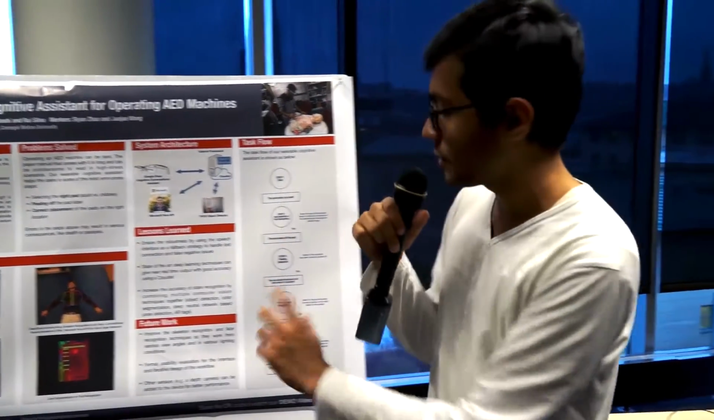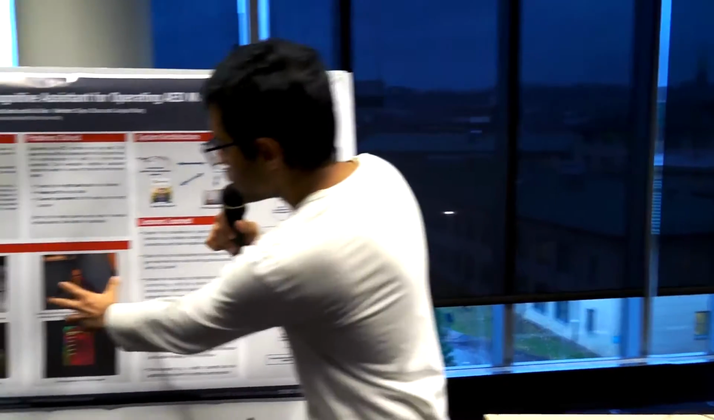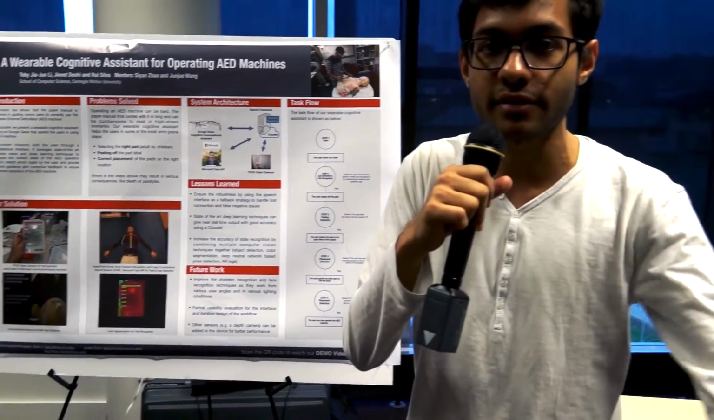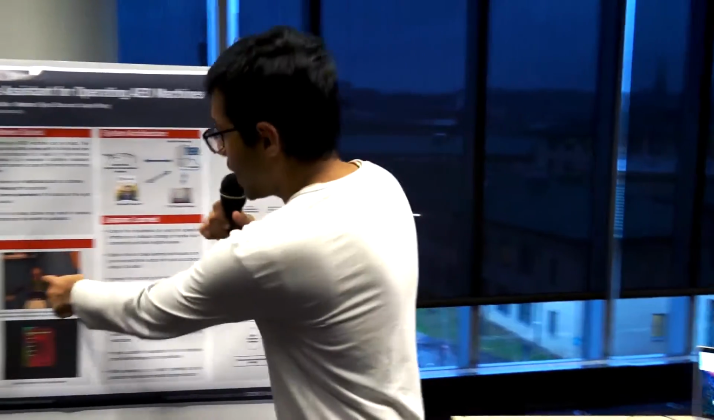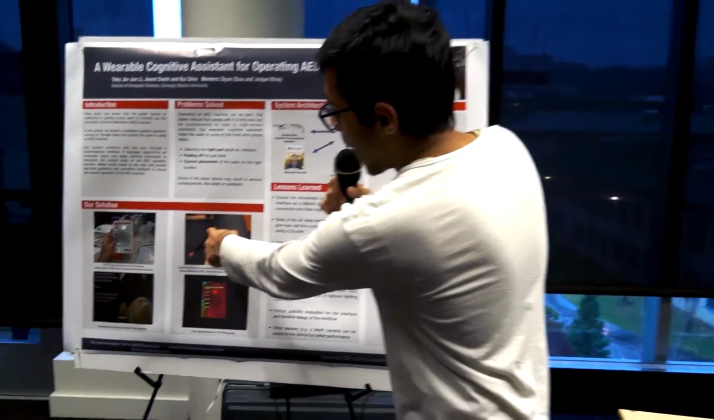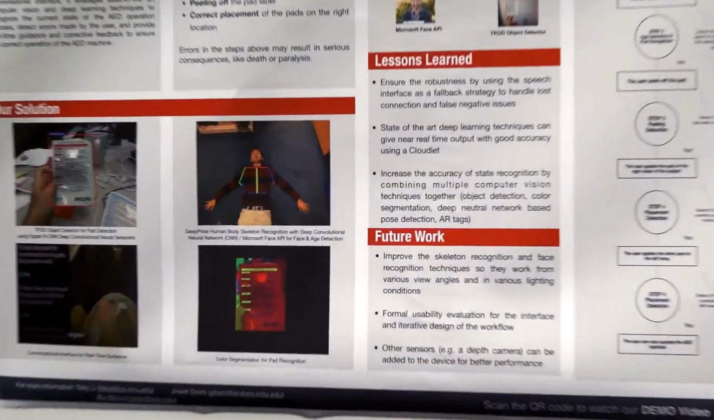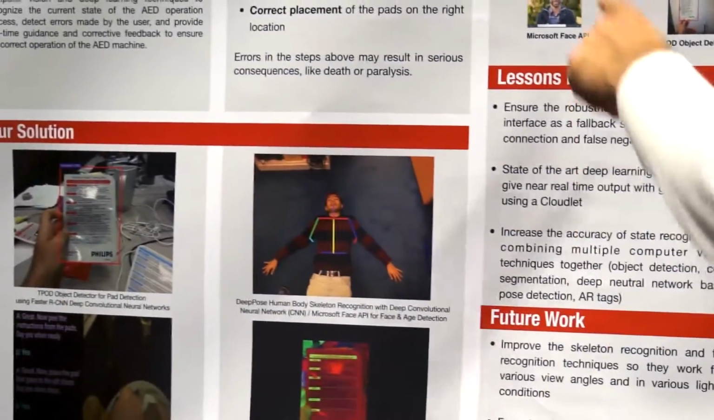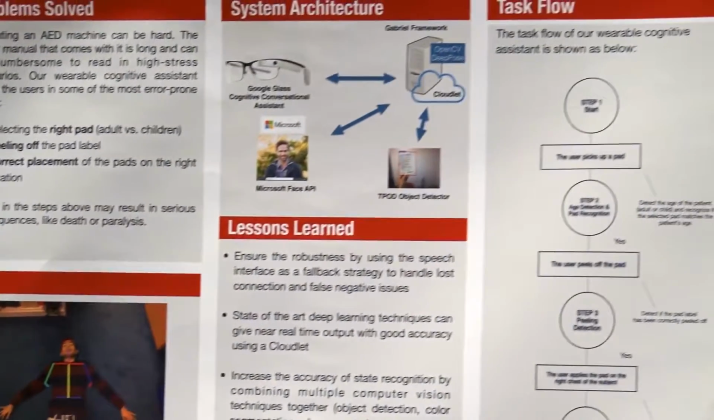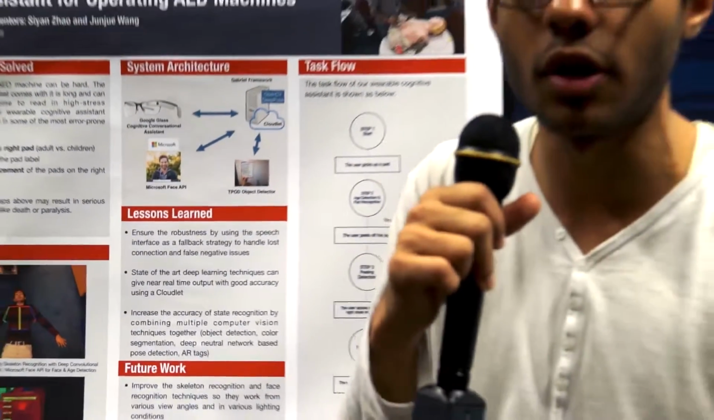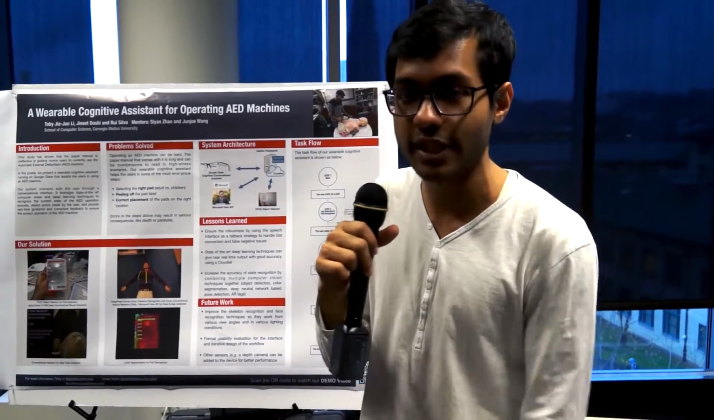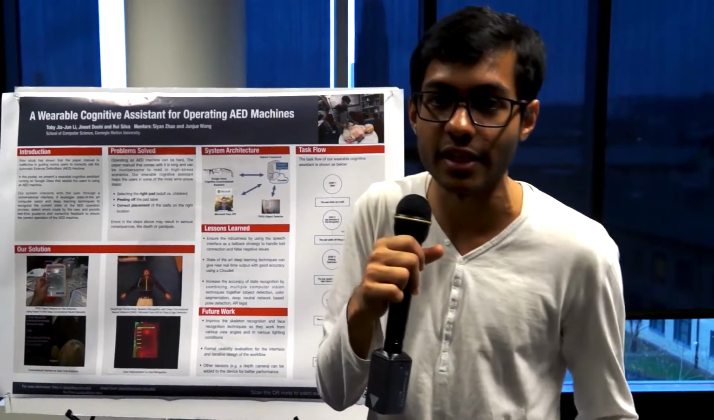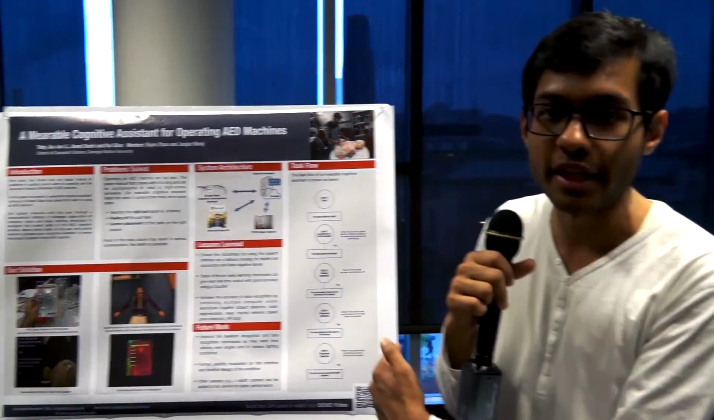The next step is the user points the camera to the subject's face. From there, we detect the face, and we also detect the age of the subject. Microsoft's Face API gives us the approximate age of the subject. Using that, we know whether the subject is an adult or a child, so we know which pads to pick in the next state.